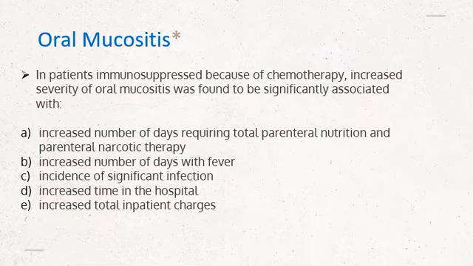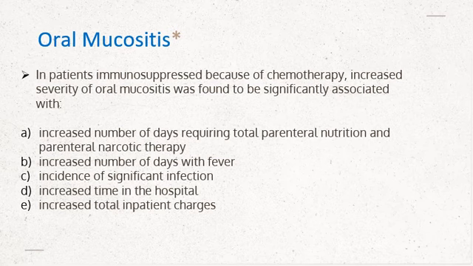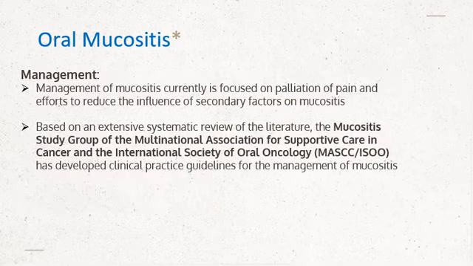So in patients immunosuppressed because of chemo, increased severity of oral mucositis was found to be significantly associated with the following: increased number of days requiring total parenteral nutrition, increased number of days with fever, incidence of significant infection, increased time in the hospital, and increased total inpatient charges. So all of this will result in an increased chance or increased severity of your oral mucositis.